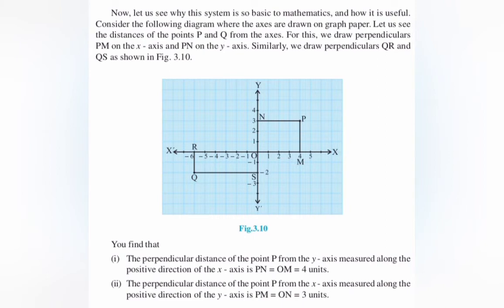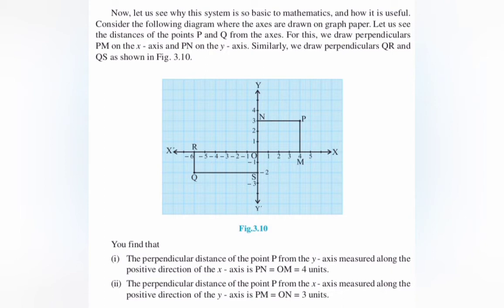You find that the perpendicular distance of the point P from the y-axis, measured along the positive direction of the x-axis, is PN, and that is equal to OM, and that is equal to 4 units. First we are finding the length of PN, and the length of PN is equal to the length of OM, and the length of OM is 4 units. So you got the length of PN as 4 units, and that will be the x coordinate.